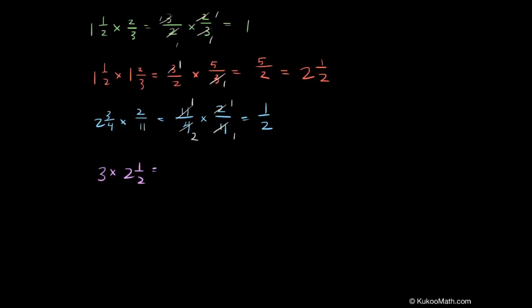Awesome. Now let's do the last problem. 3 times 2 and 1/2. It's the same thing as saying 3 times, and then convert this to an improper fraction. So we have 5 over 2. We can't simplify anything here, so it's easiest for us to just multiply. Because we pretend that 3 is like 3 divided by 1, we do 3 times 5 is 15 over 2. And so now we can simplify this. This is the same thing as saying 7 and 1/2.